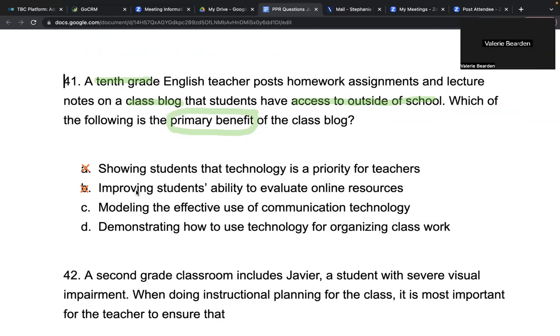D. That we can get rid of D? Yes. That's correct. We're modeling effective use of communication technology, not just for nothing. There's an actual reason and benefit to utilizing it. So good work on that one.